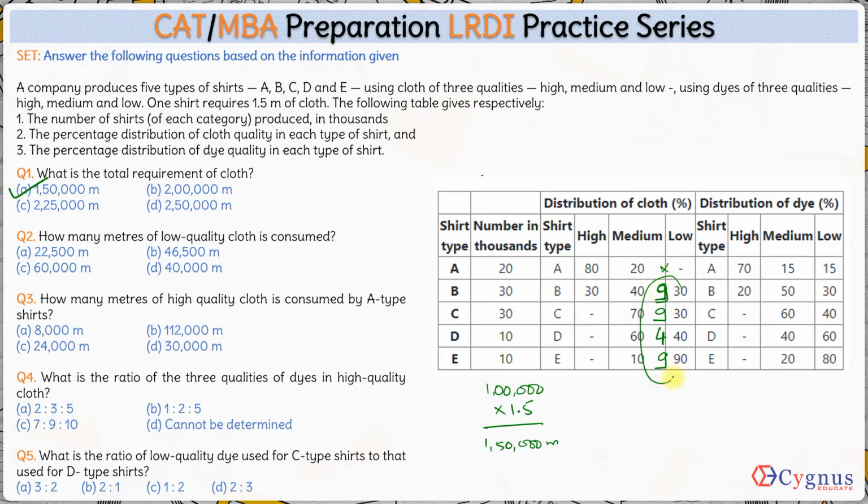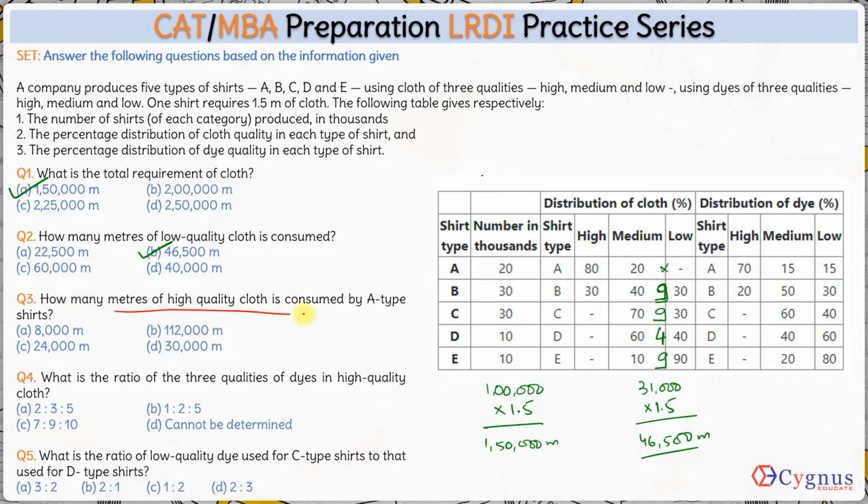So the total number of shirts of low quality cloth to be produced is 9 plus 9 is 18, plus 4 is 22, plus 9 is 31,000 shirts, and for each shirt 1.5 meter cloth is to be used. So 30 into 1.5 is 45,000, and 1000 into 1.5 is 1500. So 46,500 meter cloth. So the amount of cloth to be used of low quality is 46,500 meters here. Okay. Let's look at the next question now.